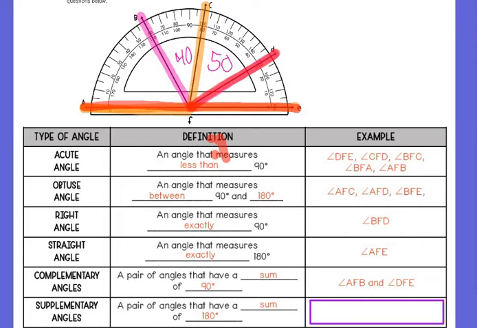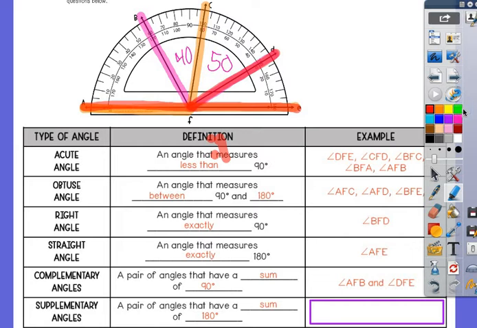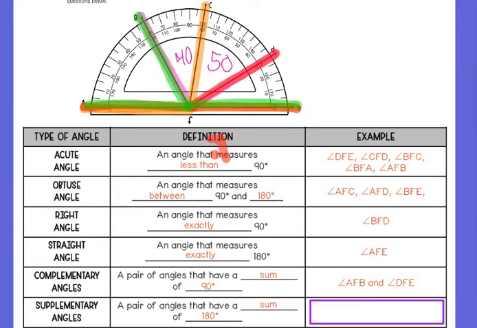I see one more. AFB and BFE. AFB and BFE are forming 180 degrees. So basically everything, well, in this case, this example, yes. So those are your examples that add up to 180.